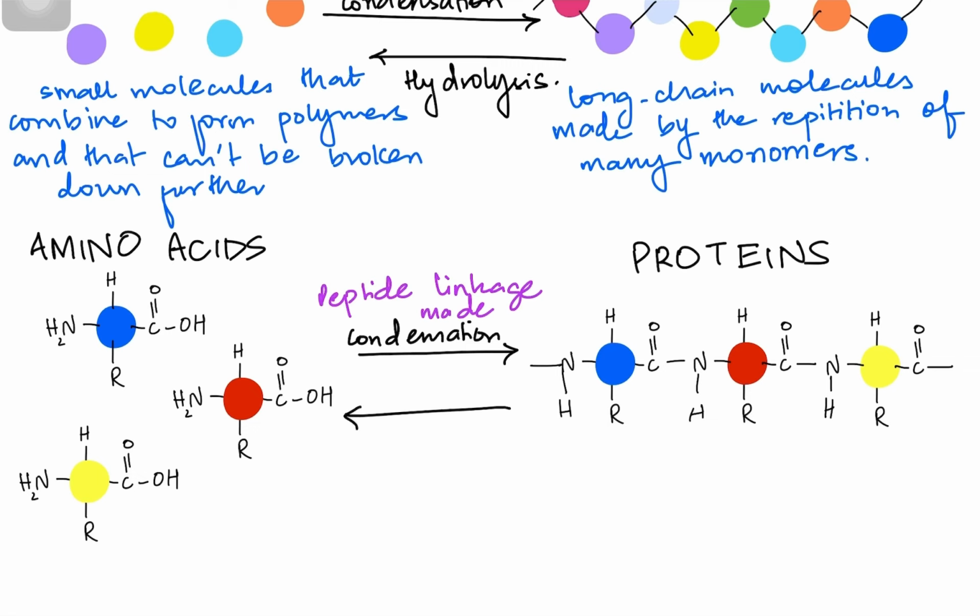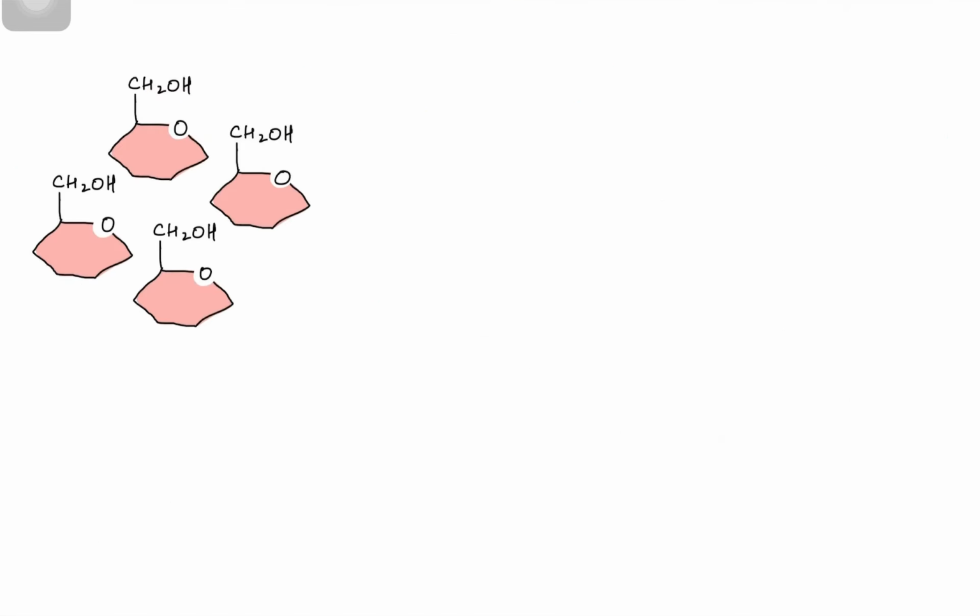If somehow I want to break the protein back into the amino acids, that would be called hydrolysis, where I would be breaking these peptide linkages. So peptide linkage is broken in hydrolysis and they are made in condensation.